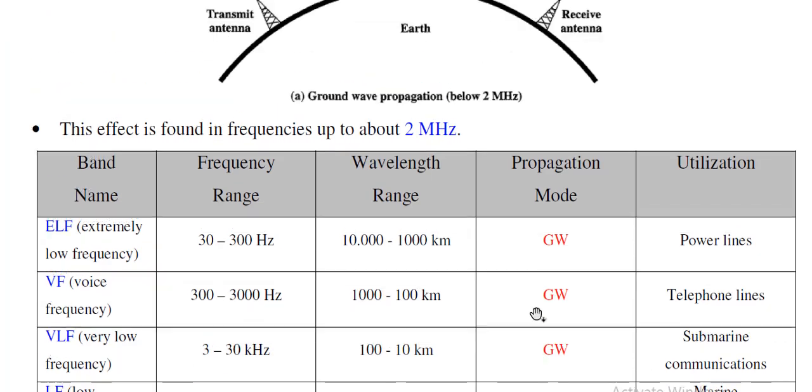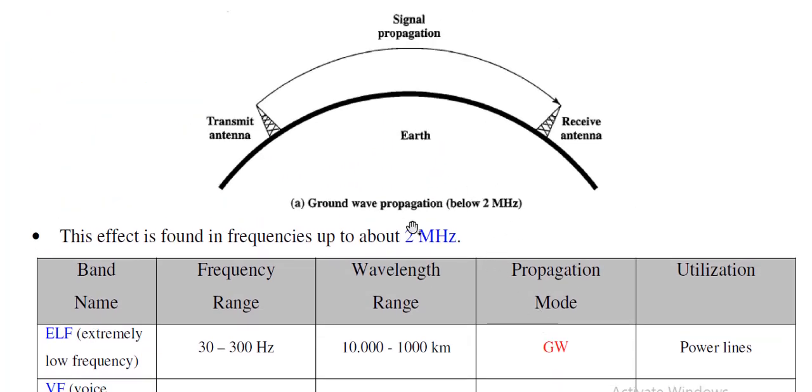In this kind of propagation, the used frequencies generally are the long waves, which means that we have a low frequency, generally below 2 MHz.